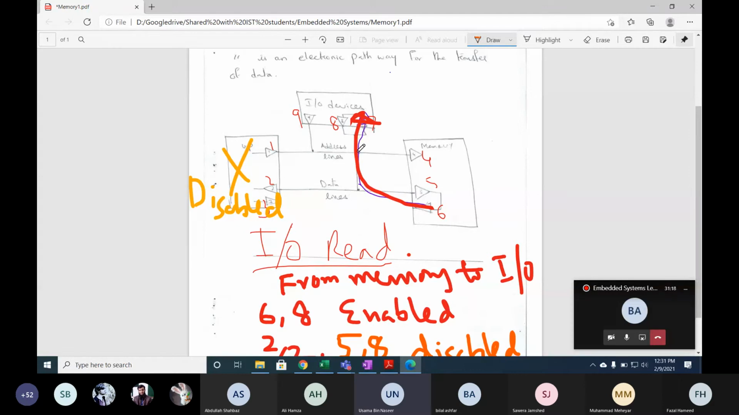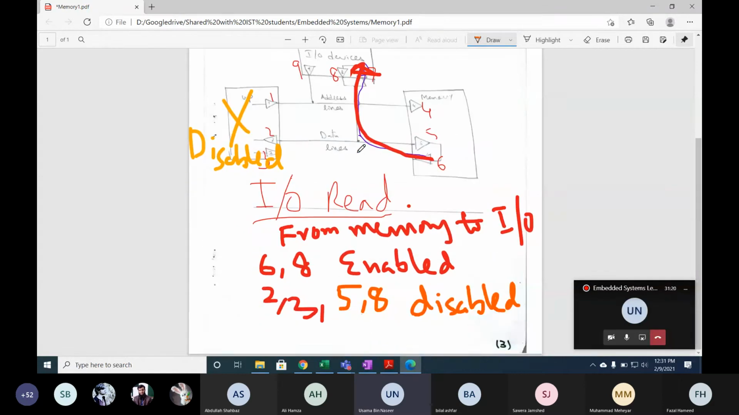सर आपने 6 8 की जगह 7 लिखना था. Oh yes, you're right. Thank you बेटा. तो now आपने बिल्कुल सही कहा.